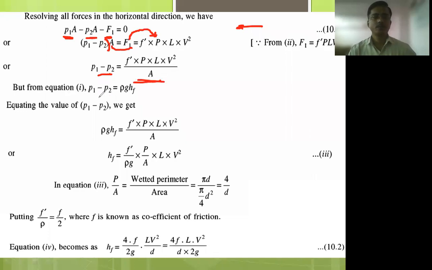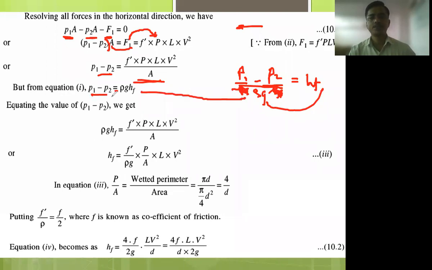Now from equation 1, that is P1 upon rho g minus P2 upon rho g is equal to HF, from this equation 1 I can write P1 minus P2. The base is the same, so I can take rho g common, and if I take this rho g on this side, I will get P1 minus P2 is equal to rho g HF. So instead of P1 minus P2, I will put this rho g HF in this equation.